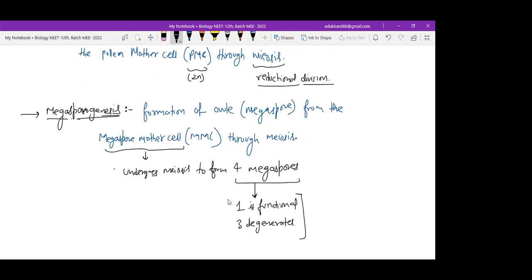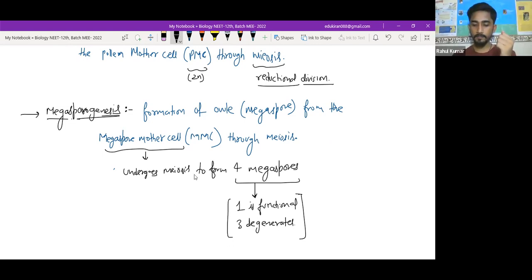Do you understand the basic difference between microsporogenesis and megasporogenesis? Both happen through reductional division, through meiosis only, but in megasporogenesis, the megaspore mother cell undergoes meiosis and forms 4 megaspores, out of which only one is functional and the rest 3 degenerate. Is it clear, everyone?